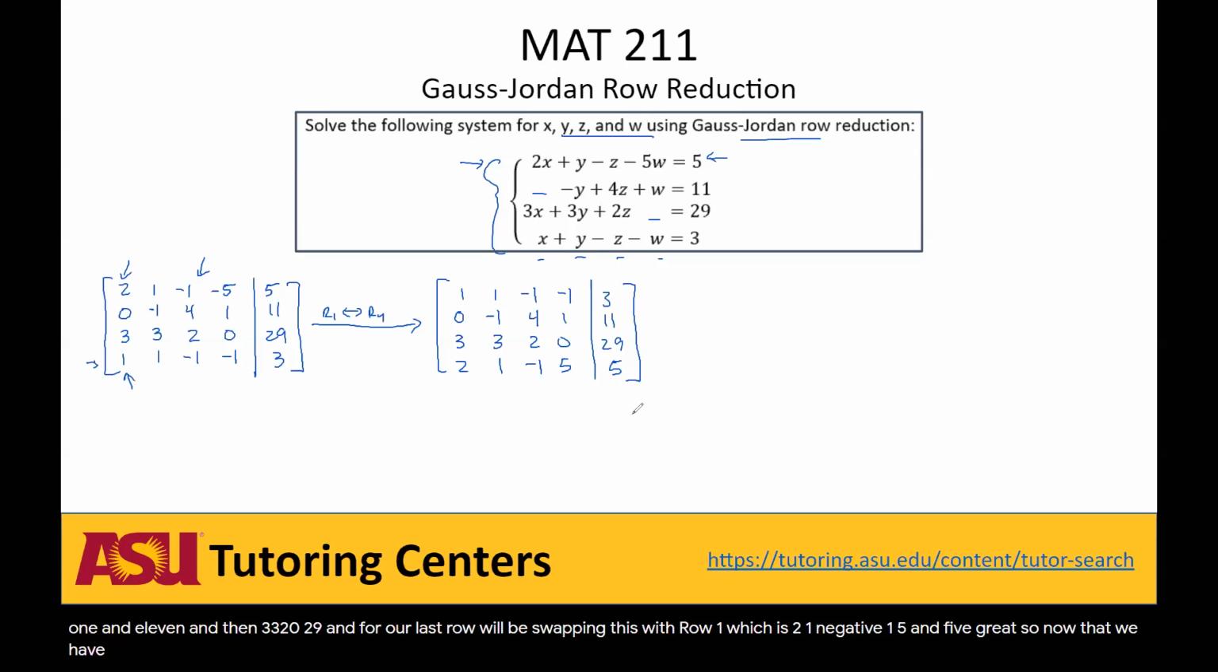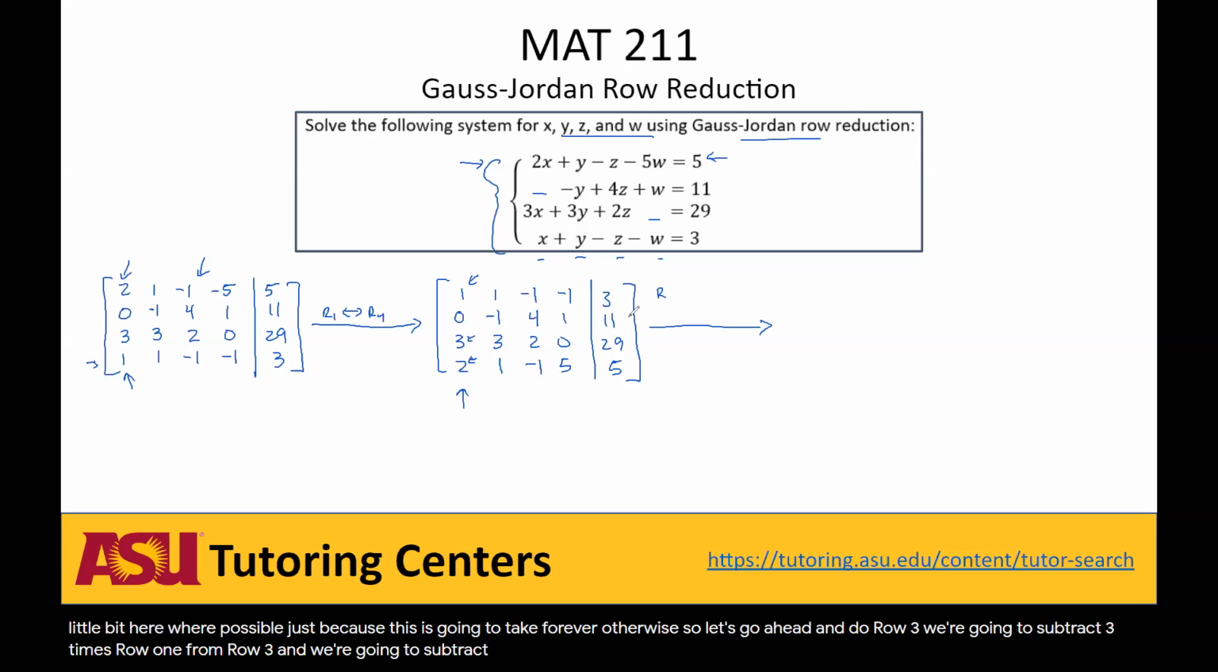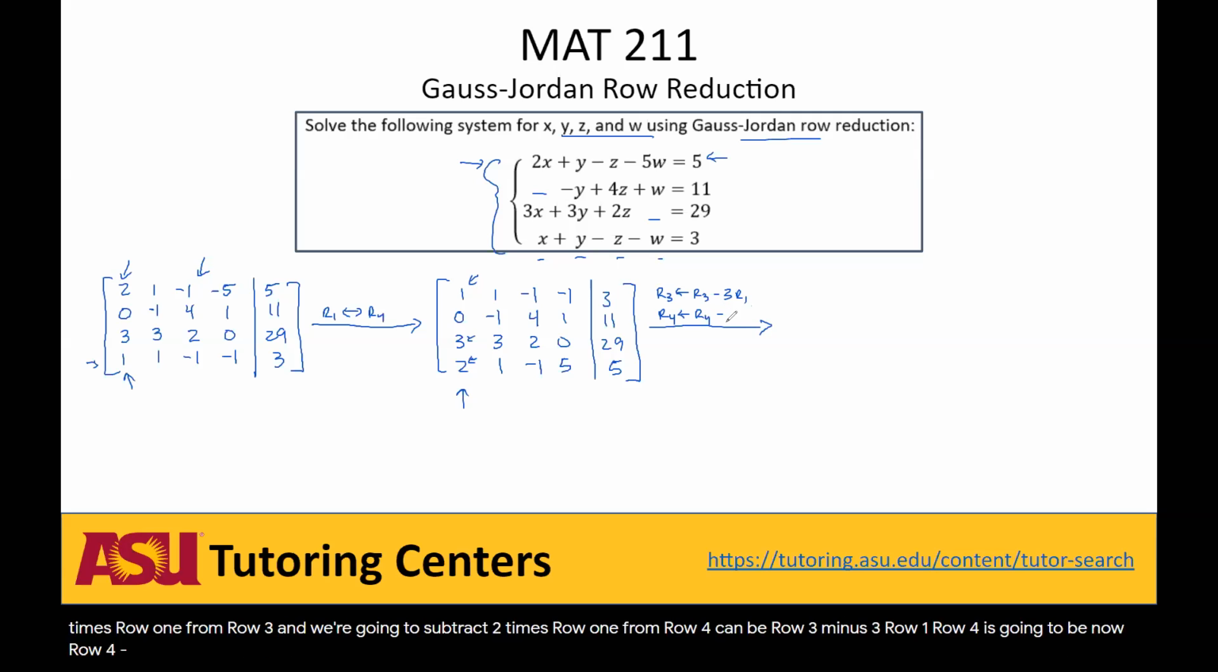So now that we have that, we want to first start looking at reducing the first column. So we want to get zeros here and here. We'll combine steps a little bit where possible, just because this is going to take forever otherwise. So let's go ahead and do row 3. We're going to subtract 3 times row 1 from row 3, and subtract 2 times row 1 from row 4. So row 3 becomes row 3 minus 3 row 1. Row 4 is going to be now row 4 minus 2 row 1.